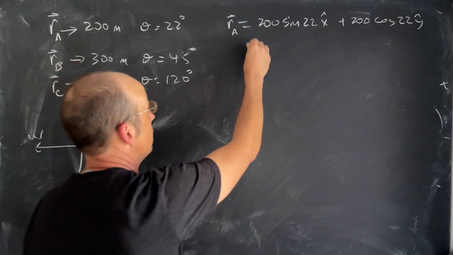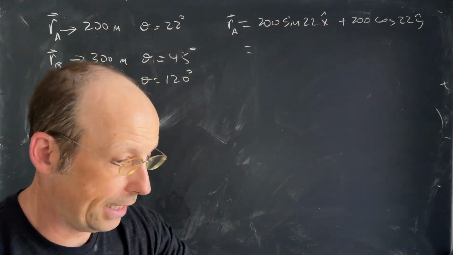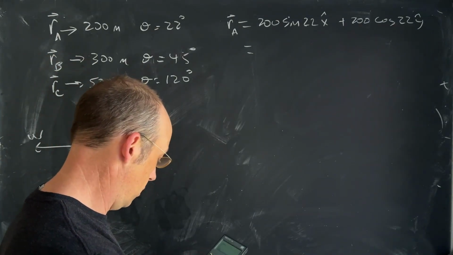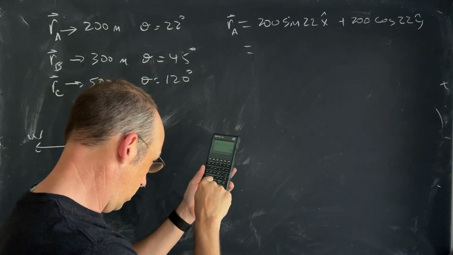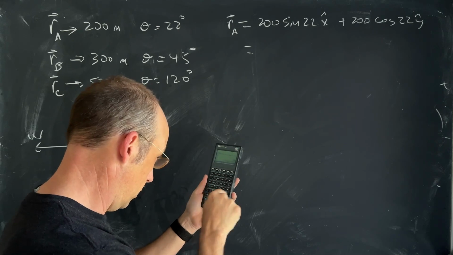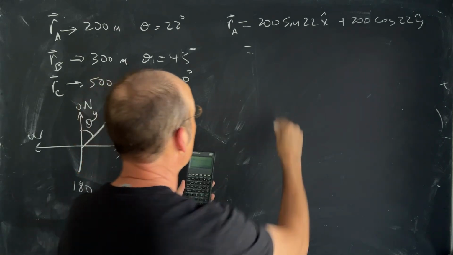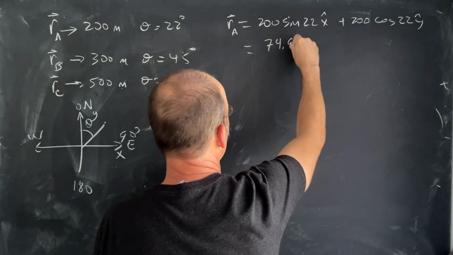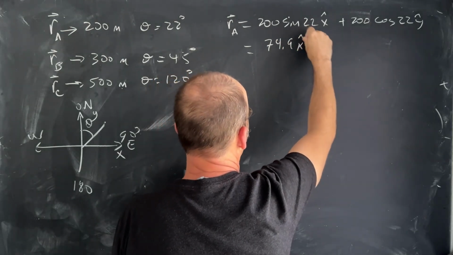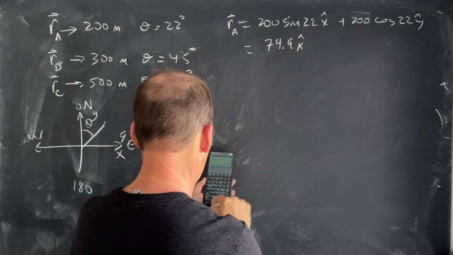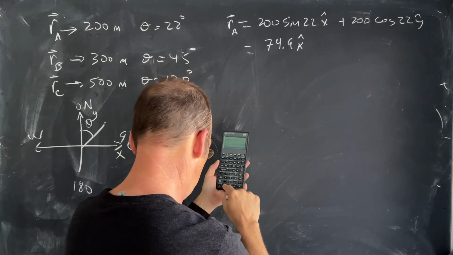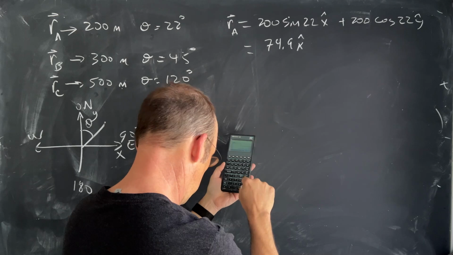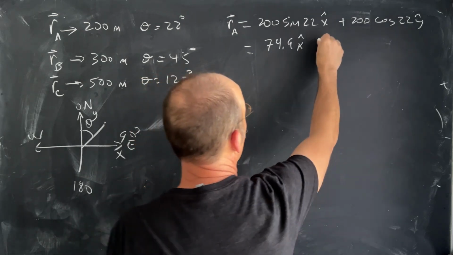Let's just write those as numbers. So I'm going to get my calculator right here. 200 times sine 22. So this is going to be 74.9 meters, but let's write it as x hat. And then 200 cosine 22, 185.